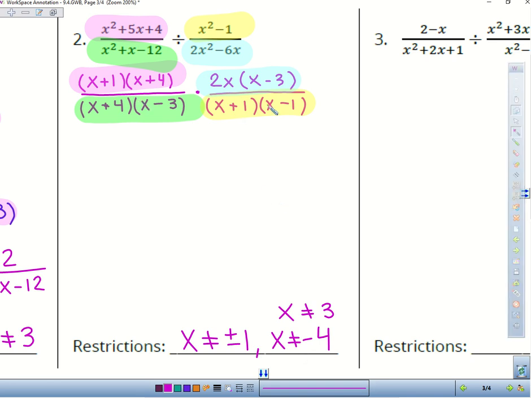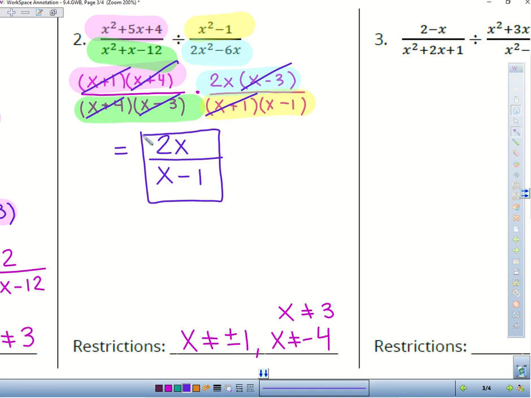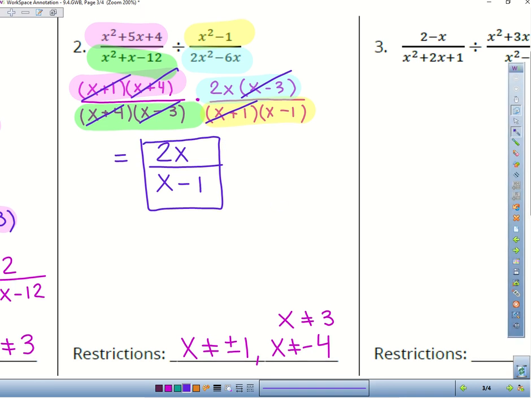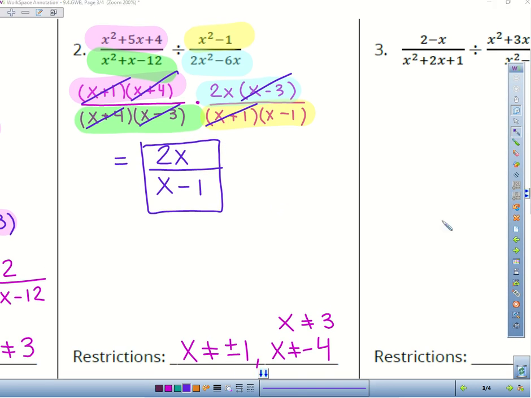Okay, so you can write it as one big fraction if you want, but it is not necessarily necessary right now, because let's just go ahead and start canceling stuff out. You can see that it's really just one big fraction. So the 4's are going to cancel, the plus 4's, the x minus 3's, and the x plus 1's, which will leave me with 2x over x minus 1. So do we have any questions about number 2, how we got that? Okay.